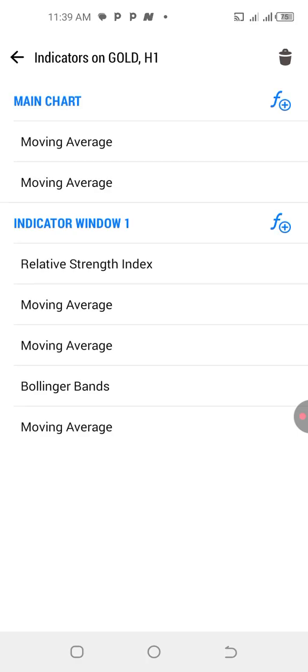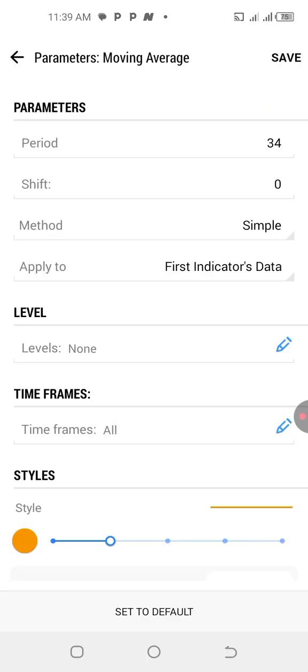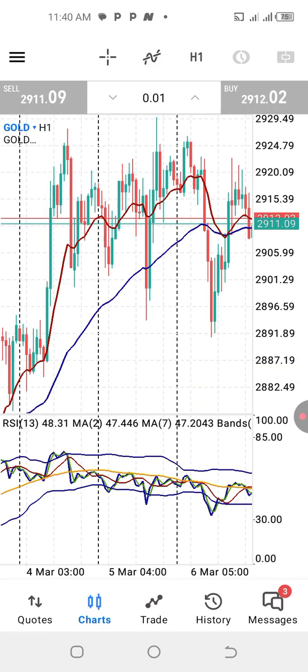You click done. Then you come to another moving average. You make sure that the period is 34 and first indicator data. You select all that. Then the color you put the same one. Once you are done, then you click save. And here you have your system. All right. Here you have your system.